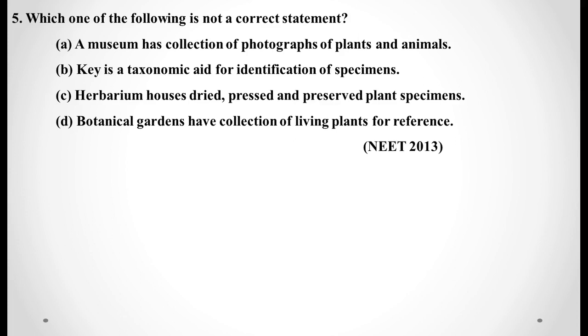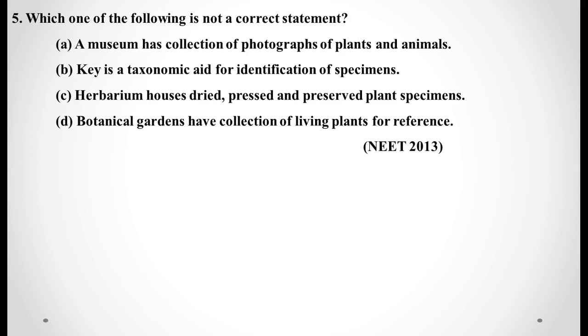So organisms are present over there, not their photographs. So I think this option is wrong. It's not the correct option. Next, a key is a taxonomic aid for the identification of specimens.